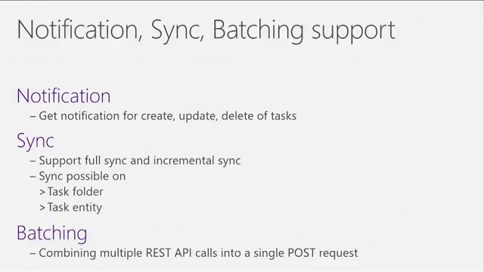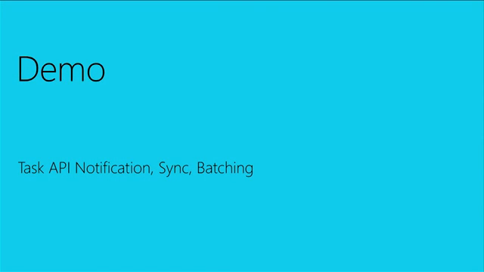The request may or may not be related to the task API. This will help your clients greatly reduce the client server connection overhead. Let us see a quick demo on how your app can perform notification, sync and batching on task APIs. Let us see a quick demo on how task API supports notification, sync and batching.